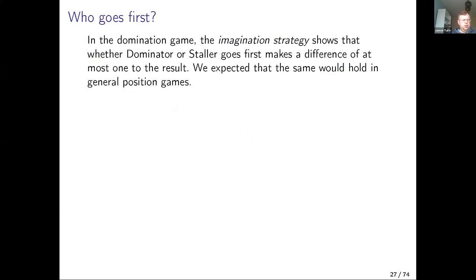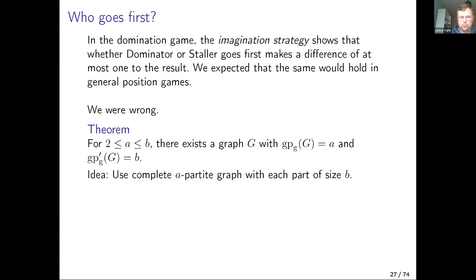Okay, I said that I would speak further about the issue of who goes first. Now, in the domination game, there's something called the imagination strategy, which is basically strategy stealing, if I remember correctly, that shows that where the dominator or staller goes first makes a difference of at most 1 vertex to the result. So we imagined that a similar result would hold in general position games. This turns out to be completely false.